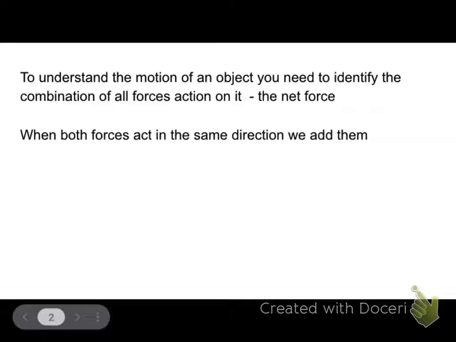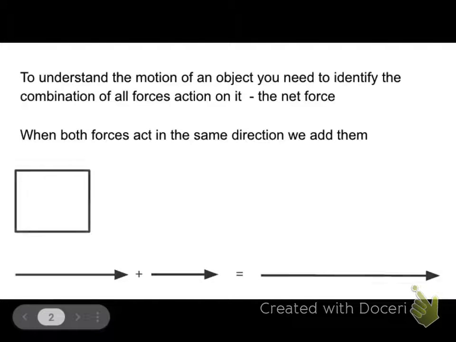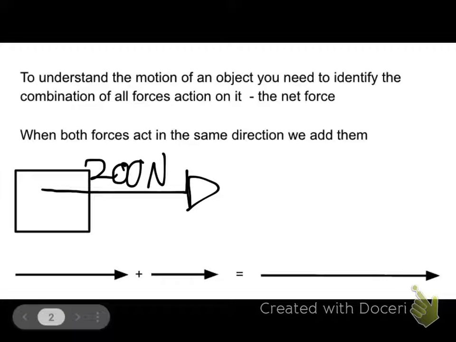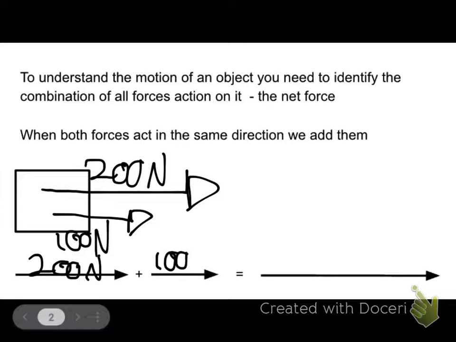When both forces, or all 7 forces or whatever, act in the same direction on an object, then we're going to add them up together. So that would look something like this. When you have a force, let's say like a 200 Newton force, and maybe just a 100 Newton force. Okay. So then we're going to add those up together. 200 plus 100 is going to yield us a 300 Newton force to the right.